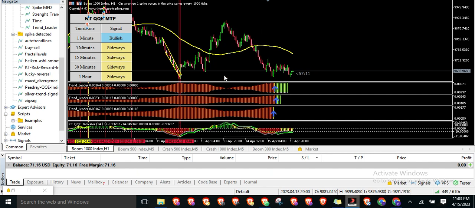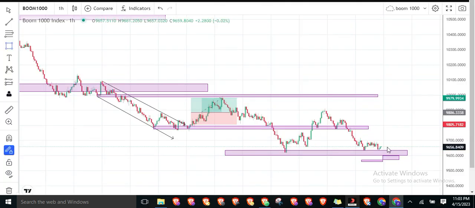But the downtrend has already moved before. Currently we are having an uptrend. It has already begun at this particular level. Currently we are still going to be having an uptrend for some time. So let's see what is going to happen in the market.